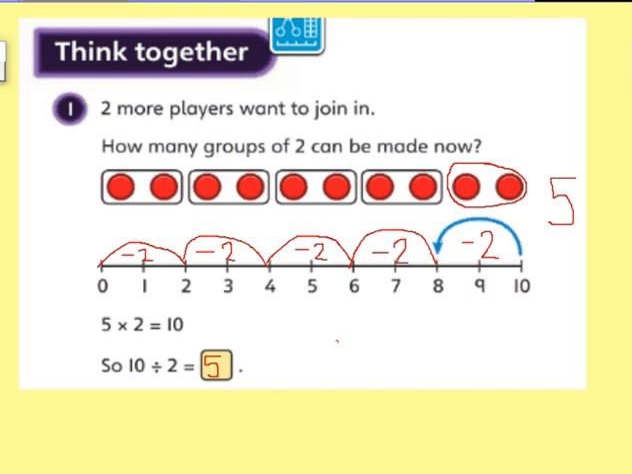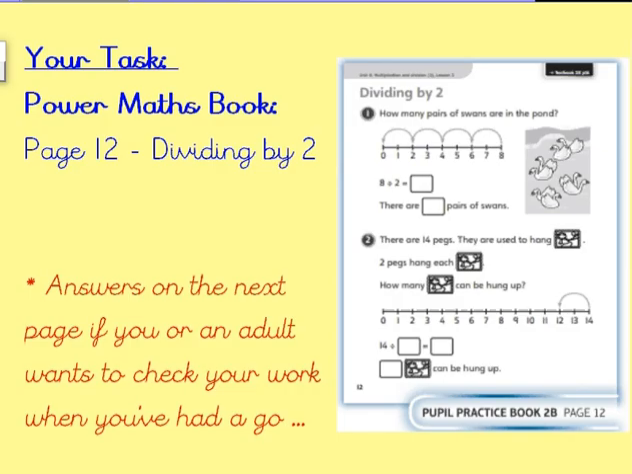5. So Oak, your task is, please, in your Power Maths books, page 12, dividing by 2. Okay, your page should look like this with some number lines and your first question up about how many pairs of swans are in the pond. Make sure you label your jumps, please, and remember the box for the number sentence should be the same number that you then fill in the word sentence.